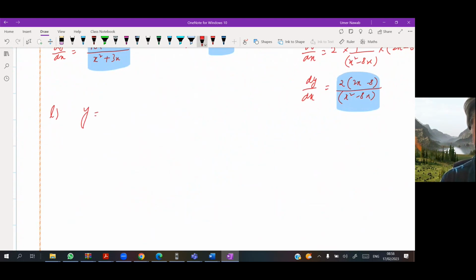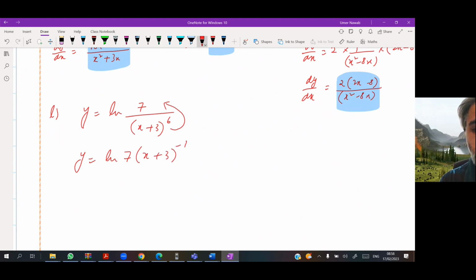L part, y equals ln of (7 over (x plus 3)) whole power 6. Can I push this to go up? So y equals ln of 7 (x plus 3) raised to minus 6. I'm ready to apply the differentiation. Now, please, please, please, guys, again, don't say, Mr. Romer, send the minus 6 back. No, there is a 7. Its power is 1. So the whole argument does not have a power minus 6. So I cannot take minus 6 back. So what I'm going to do, guys, be careful. I'm going to apply the differentiation. What is the differentiation?